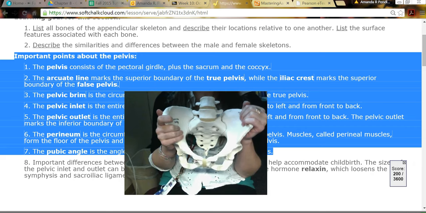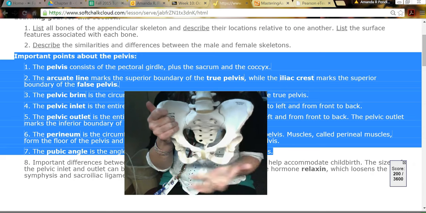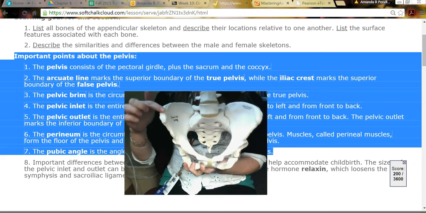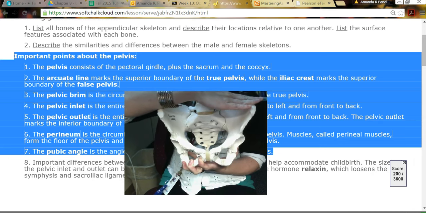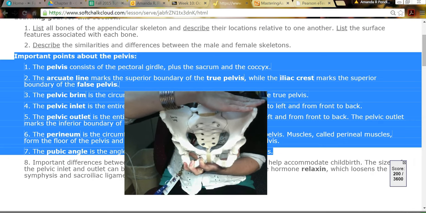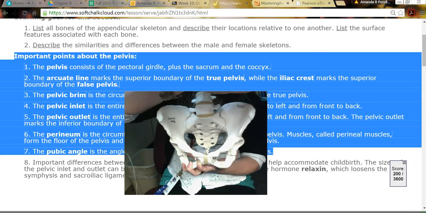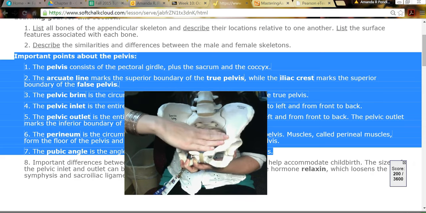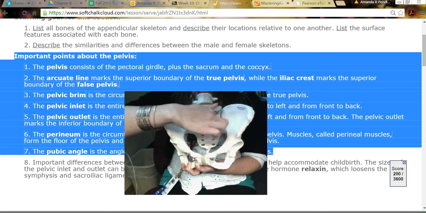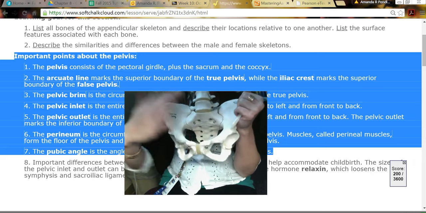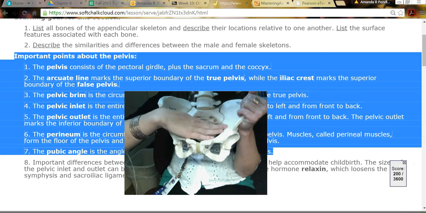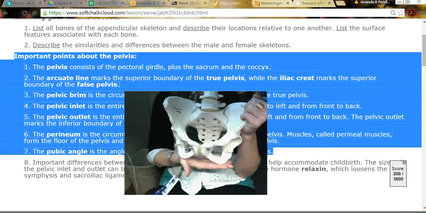Okay. Now, the top of the false pelvis is actually going to be right here at the iliac crest. So this boundary right across here would be the top of the false pelvis. So the false pelvis goes from the iliac crest down to this pelvic brim. And then the true pelvis goes from the pelvic brim, or pelvic inlet, down to the pelvic outlet.